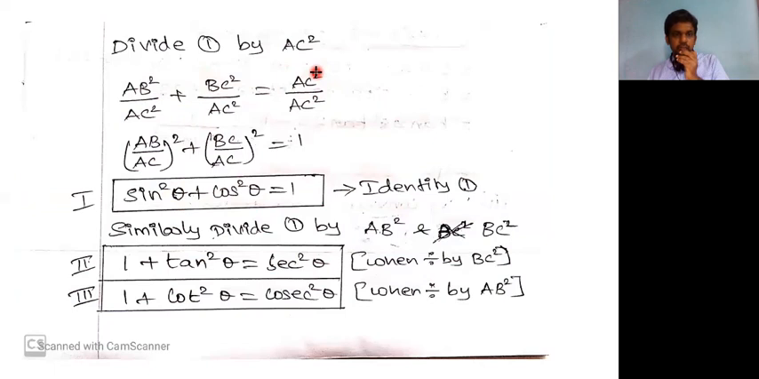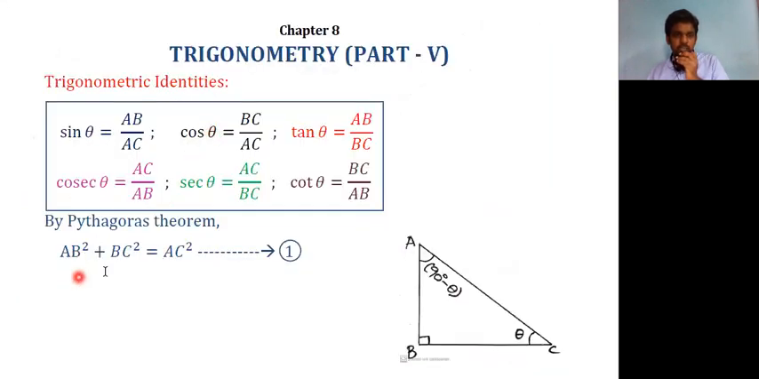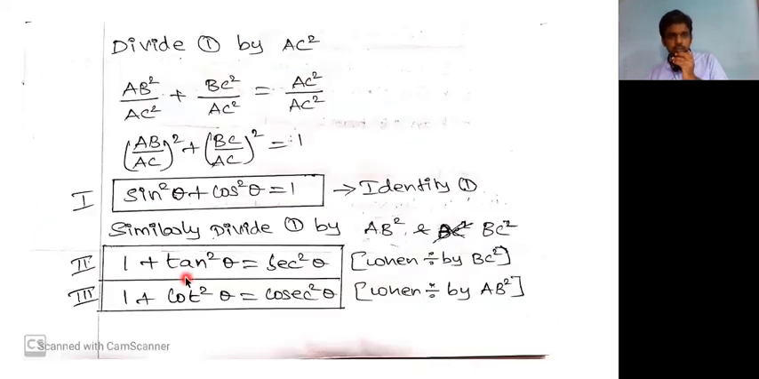Similarly, you will get the second and third identities by dividing the same first equation by BC square and AB square respectively. Divide the first equation by BC square: we have AB square by BC square plus BC square by BC square is equal to AC square by BC square. The corresponding values will be 1 plus tan square theta is equal to secant square theta. Try that as I have tried the first identity. Similarly, the third identity, when you divide the first equation by AB square, is 1 plus cot square theta is equal to cosecant square theta.